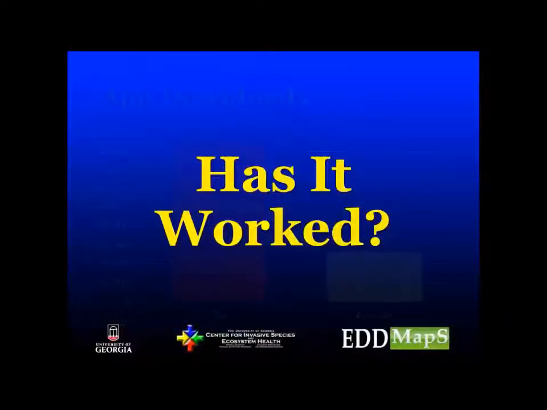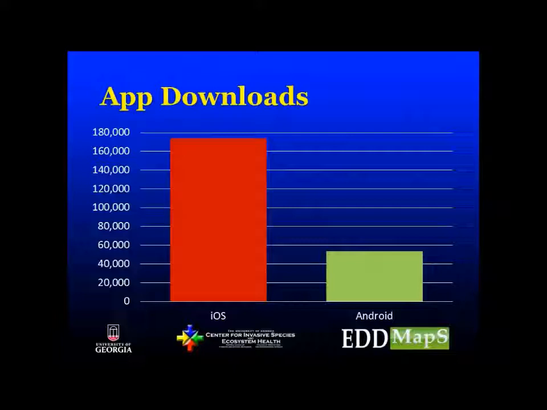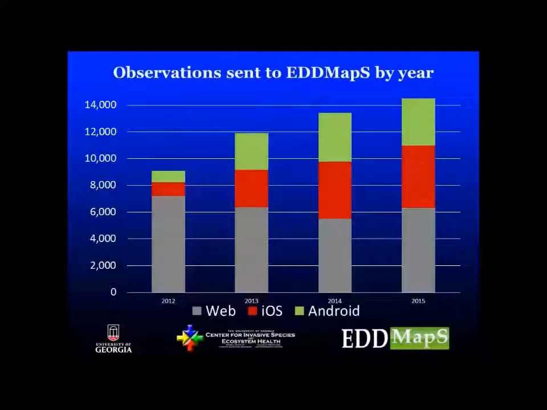So has it worked? Here are the boring bar graphs. Don't worry about all the details. I just wanted to show an overview. We've had over 160 downloads of the iPhone apps. For whatever reason, less of Android. I think Android users just don't download as many apps. And we had this really pretty graph. We were able to show that in 2012, we were getting a handful of smartphone reports, and then each year, the web reports stayed about the same, but we started getting more and more iPhone and Android alerts.